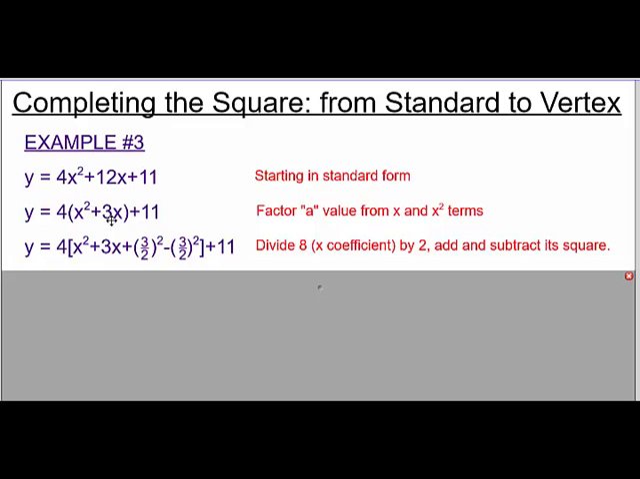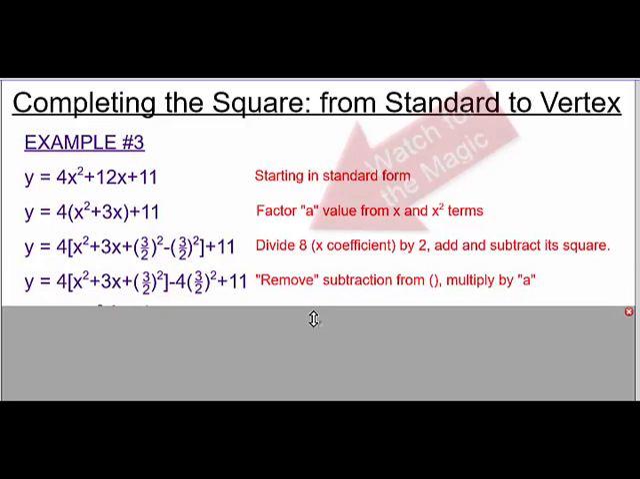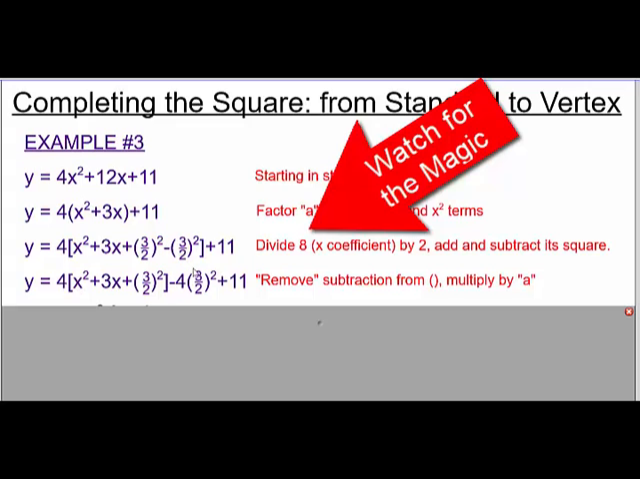But you'll see that on the next step, when I'm looking to find my missing term, I have a 3x. I need to divide that 3 by 2 and then square it. So essentially I have 3 halves squared that I'm adding in. I also have to, of course, subtract that 3 halves squared. The minus 3 halves squared still has to come out. So again, exactly the same steps as previous.